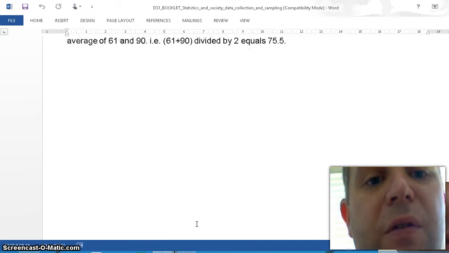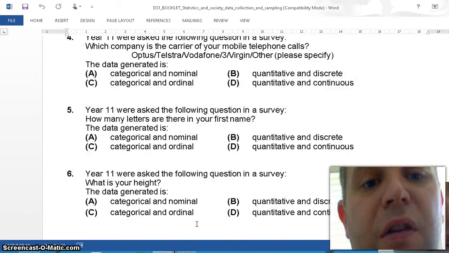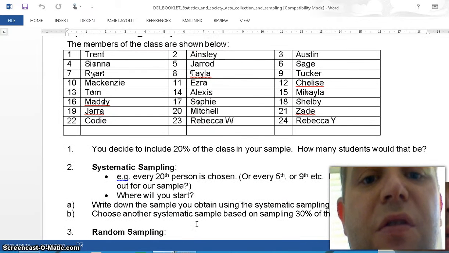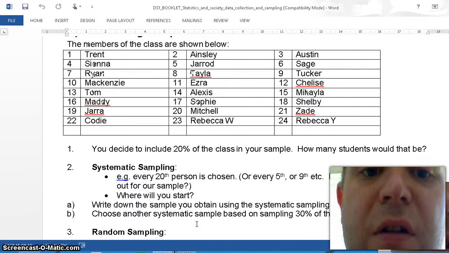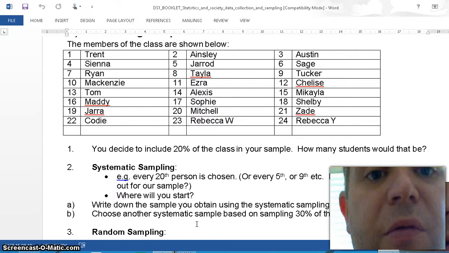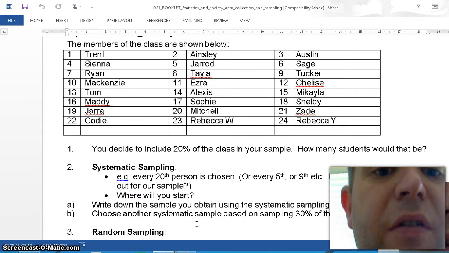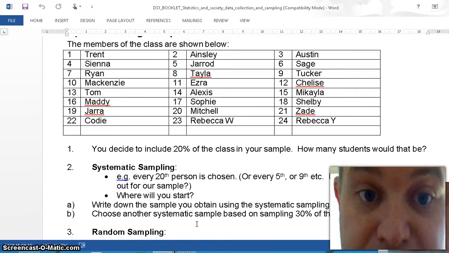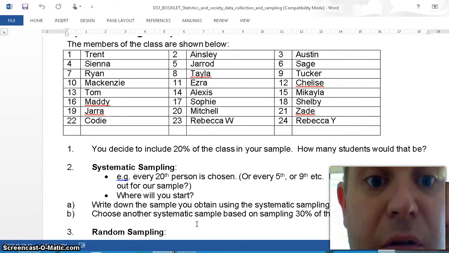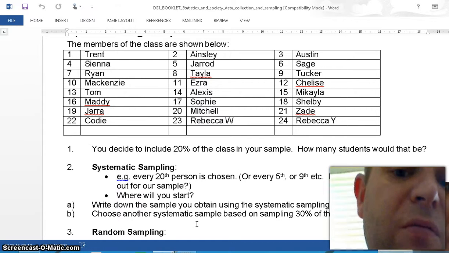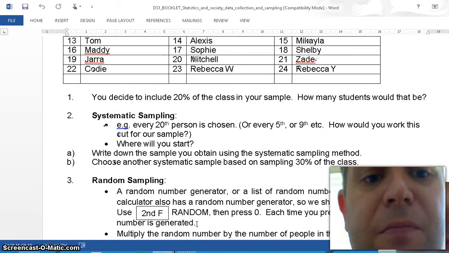We're going to skip all these questions and go straight down to how to do the sampling. So choosing samples, we choose to pick 20% of the people in the class. So how would we work out how to do this? Well, we take the number of people in the class, there's 24 people in the class, and essentially we're just going to divide it by 5, or times it by 0.2. So we're going to end up with 4.8, which is going to give us, we'll round it up to 5 people.